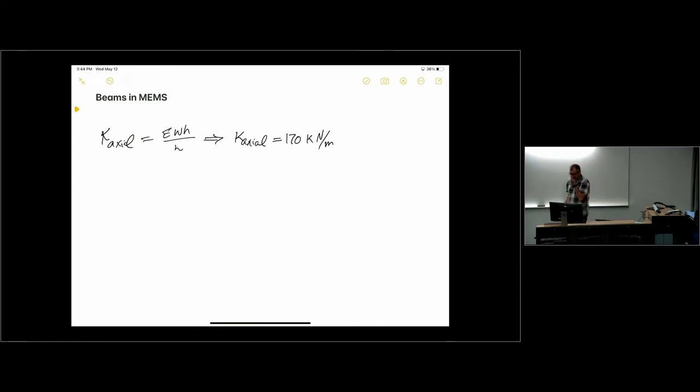Is it a large number? Is it a small number? Well, consider the forces that you have at this scale. So let's say a typical value for a force is about a micronewton in most cases. A millinewton is a huge force, right?